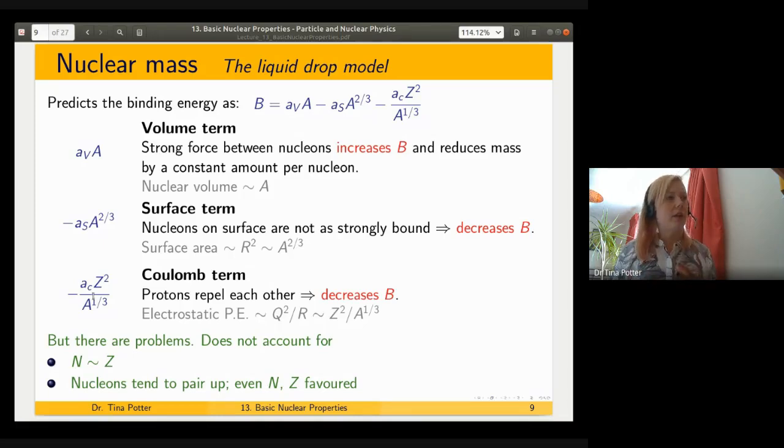We can't stop there though, because this is a very, very simple model. Now, like I said a few slides ago, we find that we usually have equal numbers of neutrons and protons, particularly for the light nuclei. This doesn't account for any of that. We also haven't accounted for the fact that the protons and neutrons quite like to come in pairs. And why is that favored? So what we're going to do next is add a little more complexity to this liquid drop model.